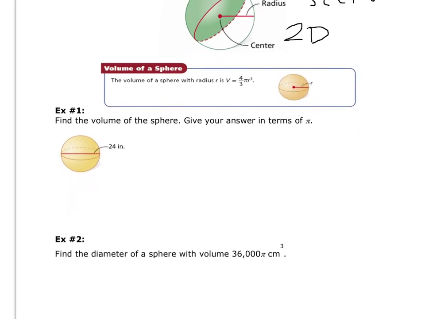So you can see the formula here, and we're going to start with volume. The formula for the volume of a sphere is 4/3 times pi times r cubed. Now we haven't done anything with cubed values yet, so that part's going to be new. So let's go ahead and get started with the first one. Find the volume of the sphere. Give your answer in terms of pi.